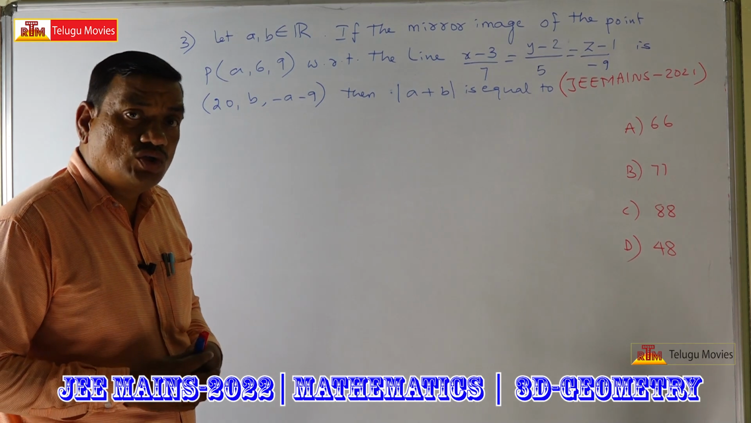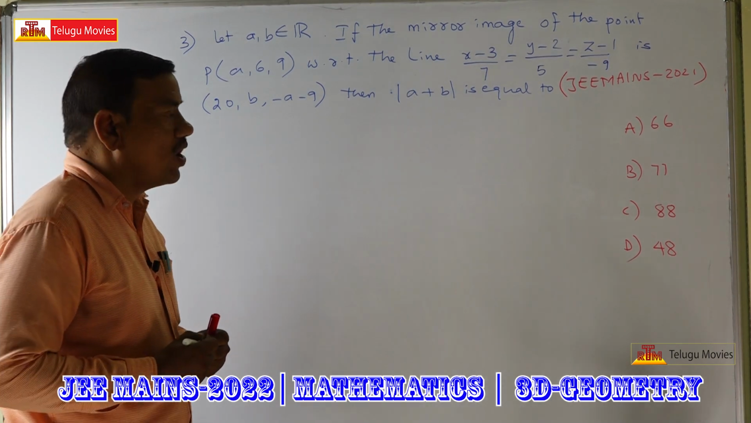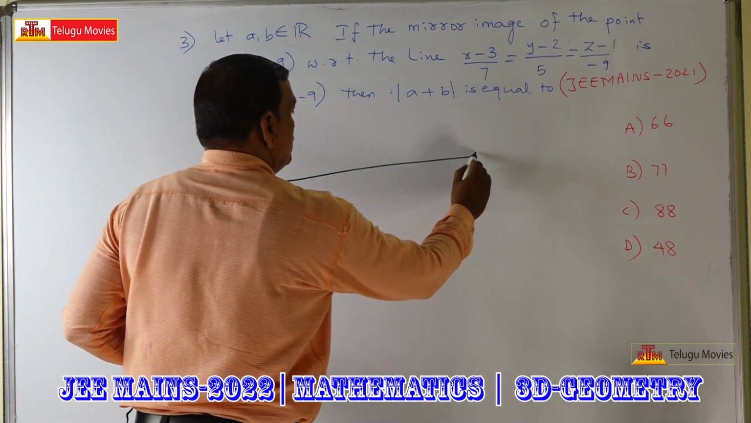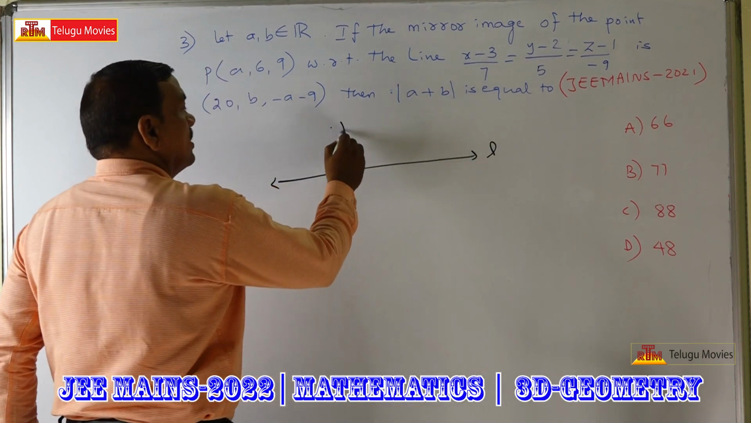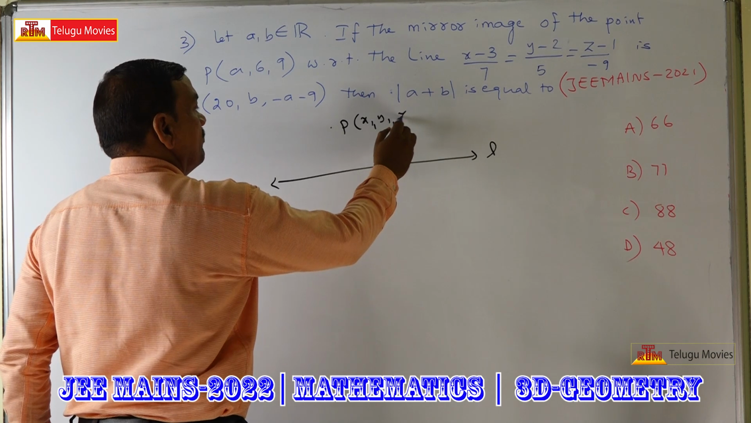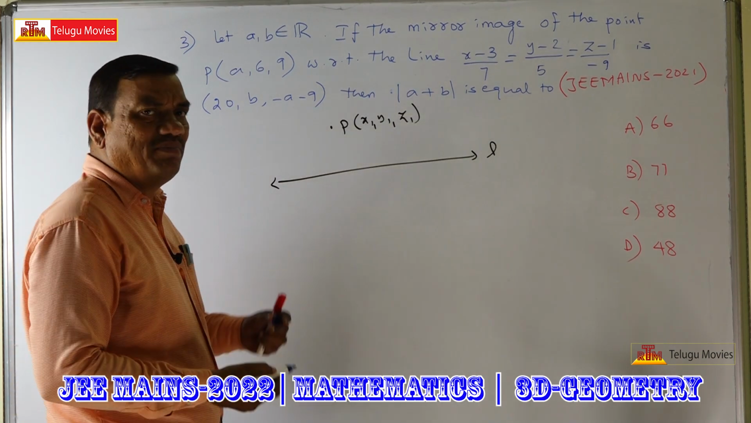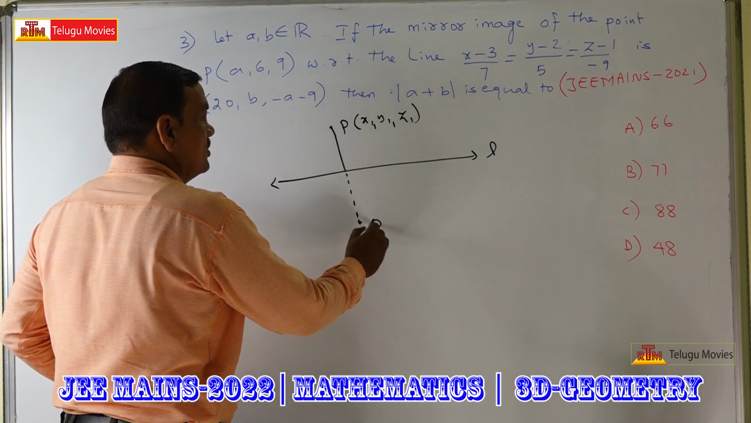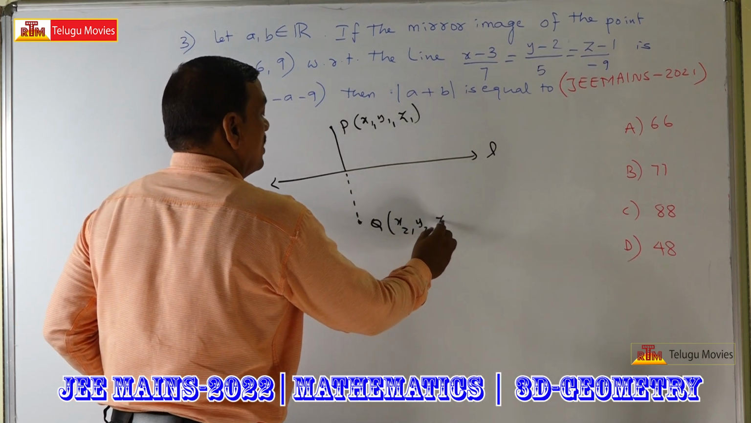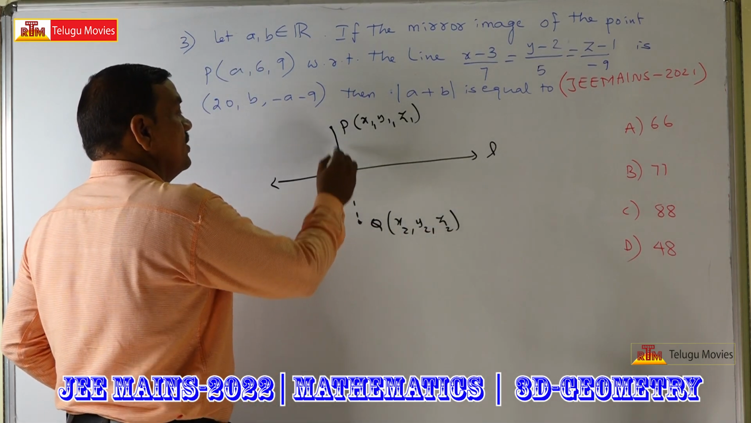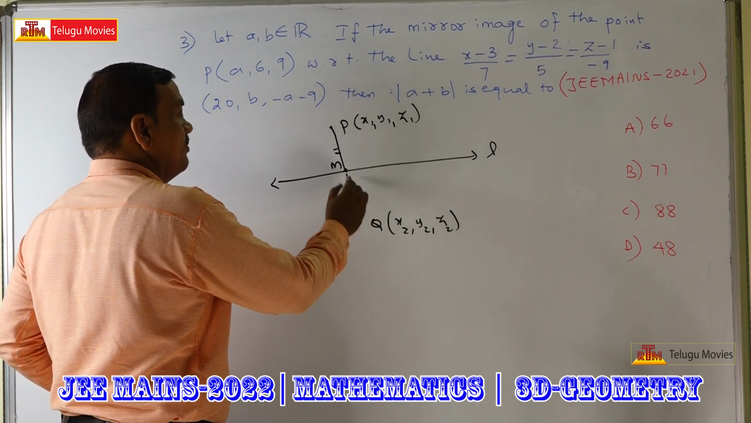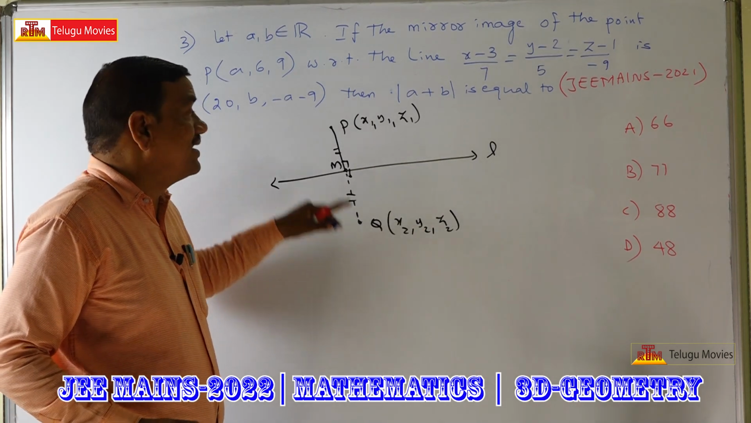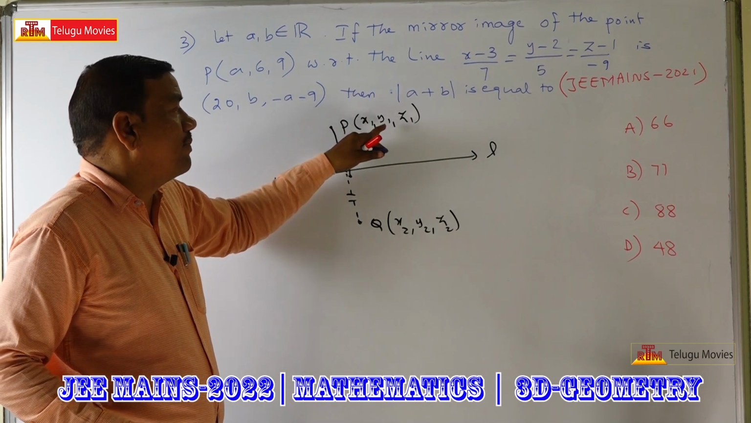To solve this problem, the first basic thing you have to know is the mirror image. What is the mirror image? For example, this is a line L. If the point P x1, y1, z1 is there, what does the mirror image mean? It's the image, so it will be here. This is Q x2, y2, z2, the image. If you call the foot M, then PM is equal to QM, and of course perpendicular. Then Q x2, y2, z2 is called the mirror image of the point P x1, y1, z1.